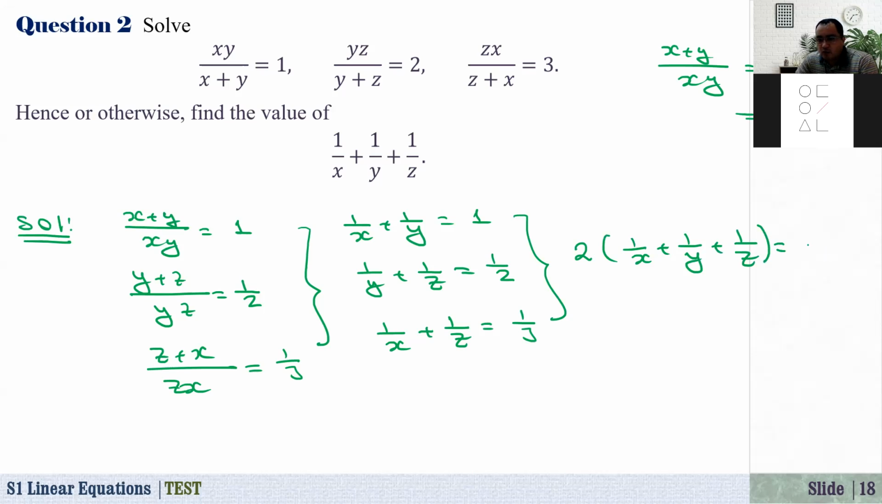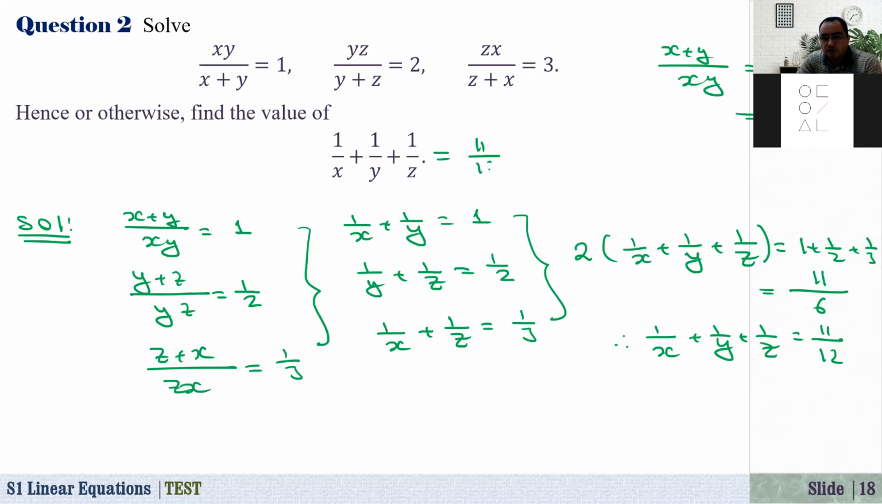On the right-hand side, 1 plus 1 over 2 plus 1 over 3, which is equal to, common denominator is 6. So here we have 6 plus 3, 9, 9 plus 2, it is 11 over 6. Which means that, dot, dot, dot, so this 1 over x plus 1 over y plus 1 over z is equal to 11 over 12.